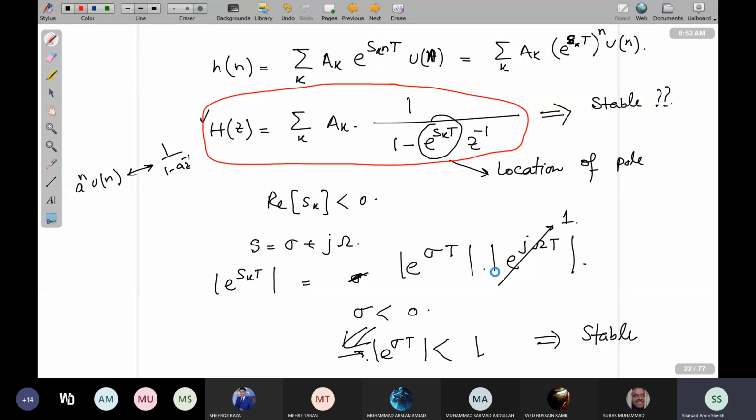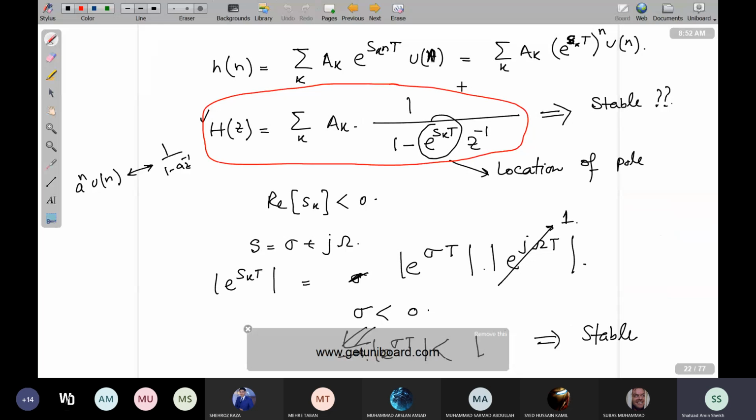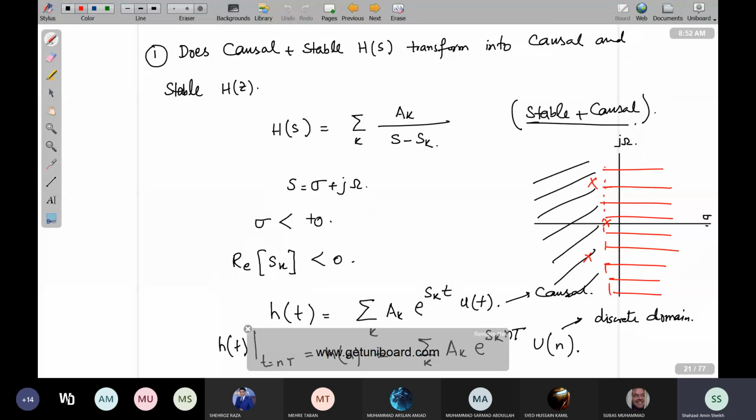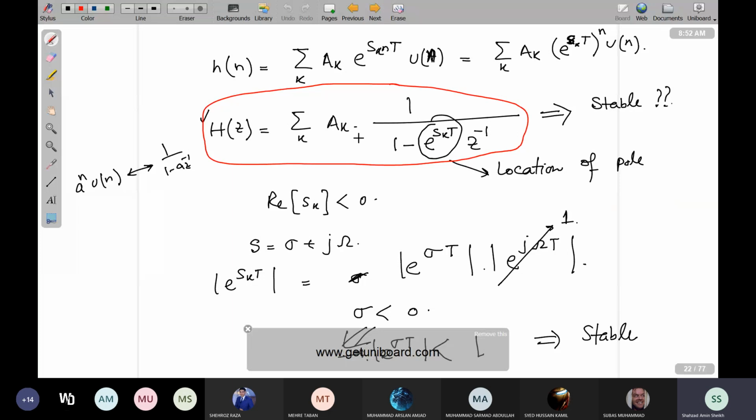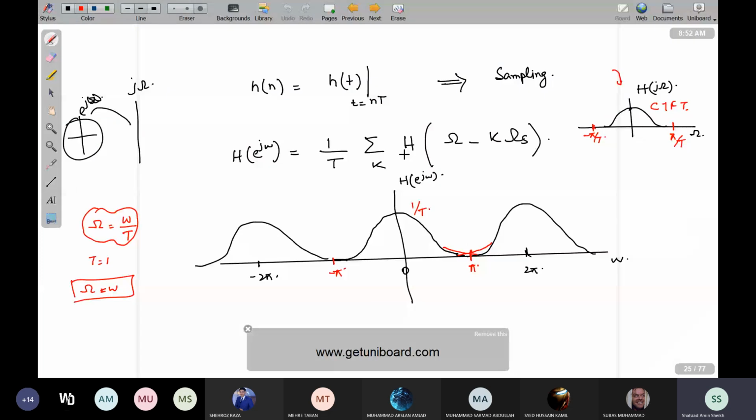So starting with a stable and causal analog filter, we have reached H of z, which is stable and causal. And as a byproduct, in the process of doing this, we have also concluded that the rational transfer function H of s can be transformed using this impulse invariance transformation into a rational transfer function in z. And now the third thing is that the j omega axis can be transformed onto the exponential j omega circle.